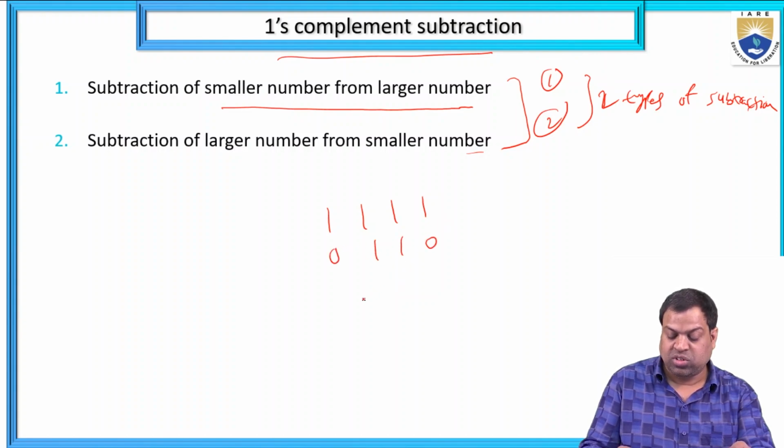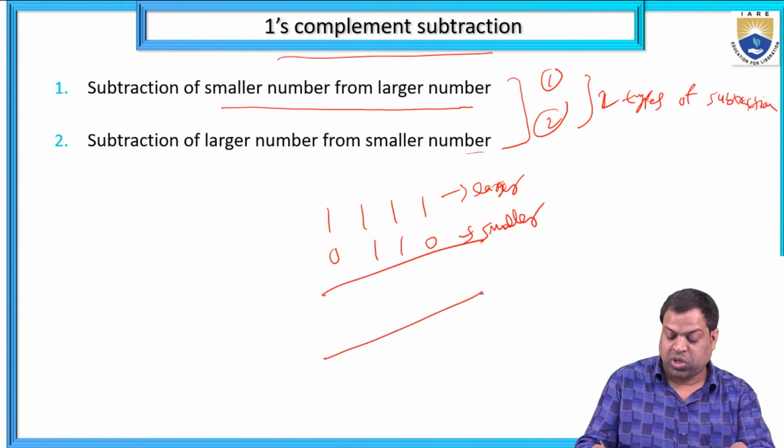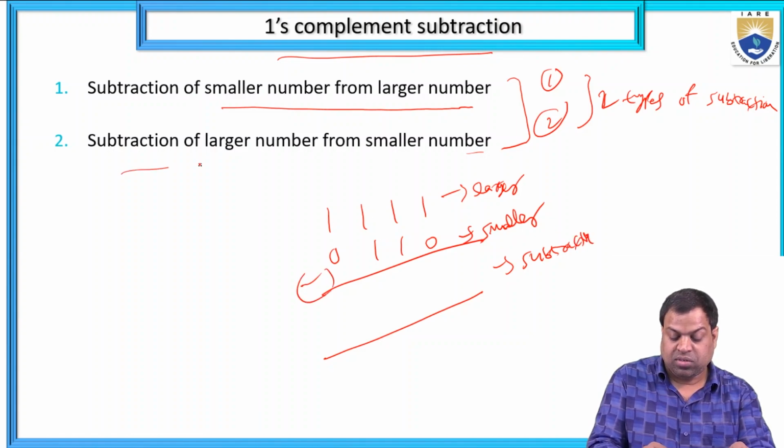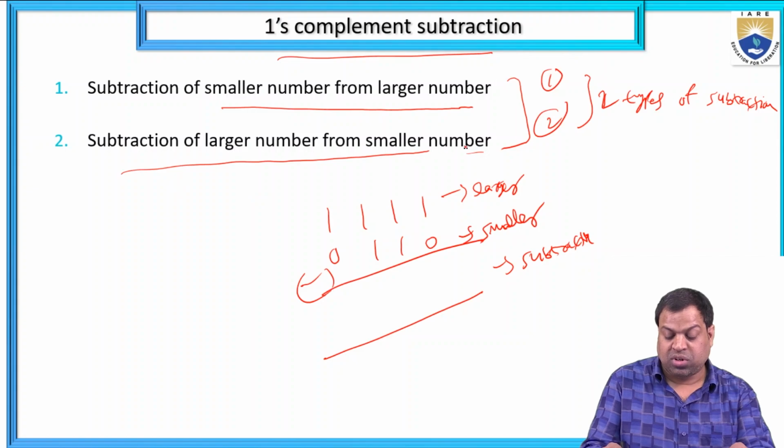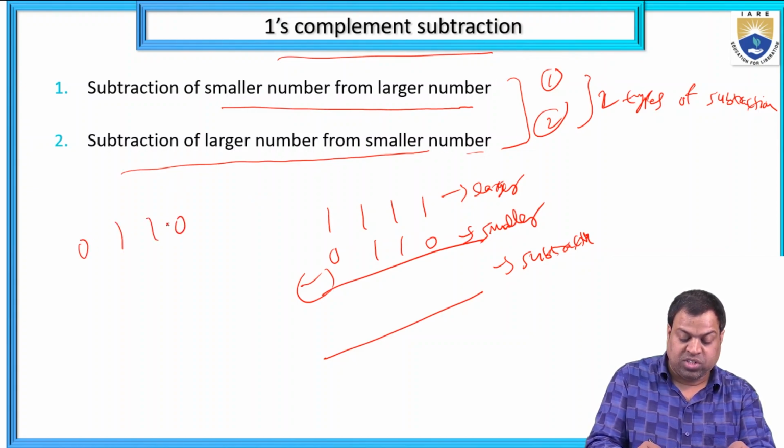0 1 1 0. Is it a small number? Yes. So I am subtracting the smaller number from the larger number. Here is subtraction of a larger number from a smaller number. It is a smaller number and it is a larger number. So we are subtracting the larger number from the smaller number.